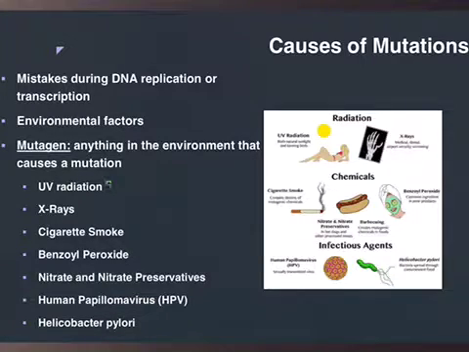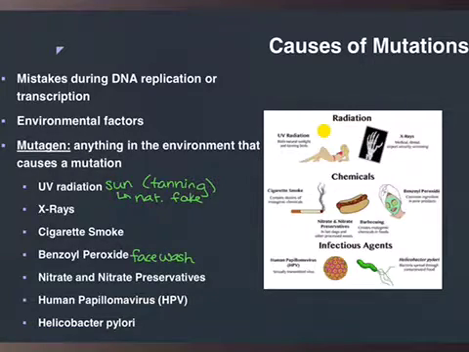So here's a list of some known mutagens. UV radiation would be like from your sunlight and when you go tanning. This would be natural sunlight and fake, like the tanning beds. X-rays can be mutagens. There's chemicals in cigarette smoke that are mutagens. Benzoyl peroxide is a chemical that's found in your face washes that can cause mutations. Nitrate and nitrite preservatives are found in hot dogs and other processed meats.